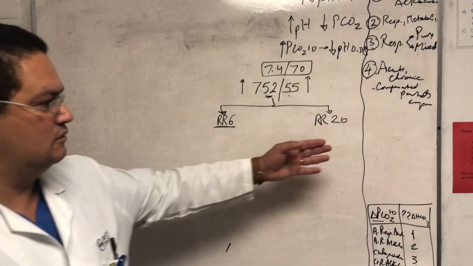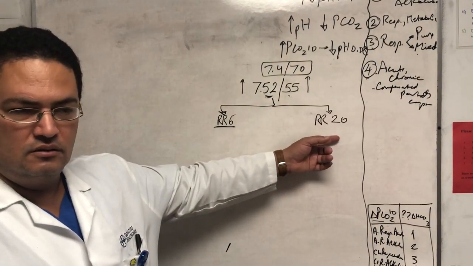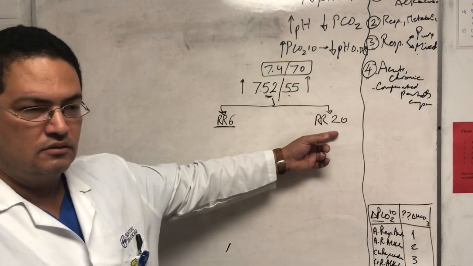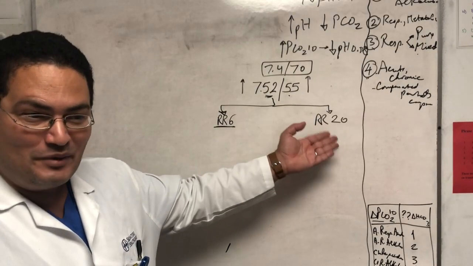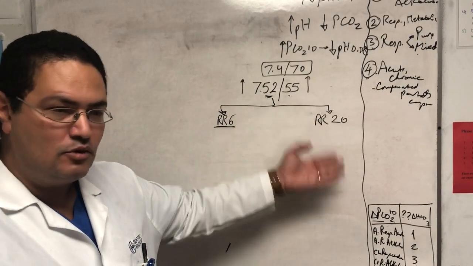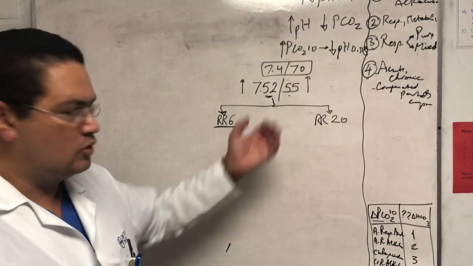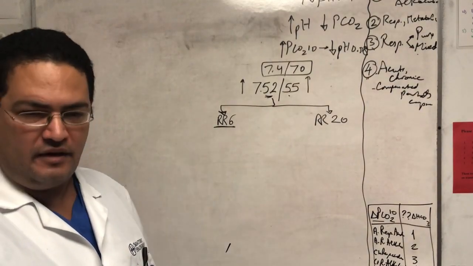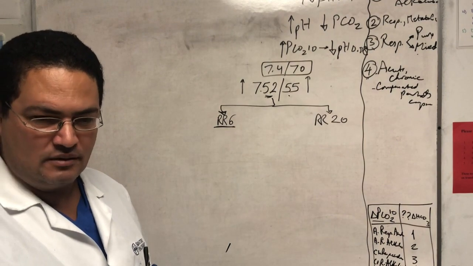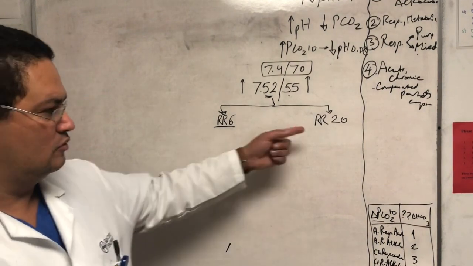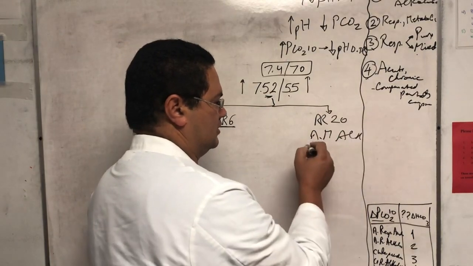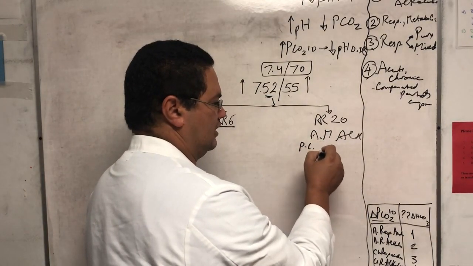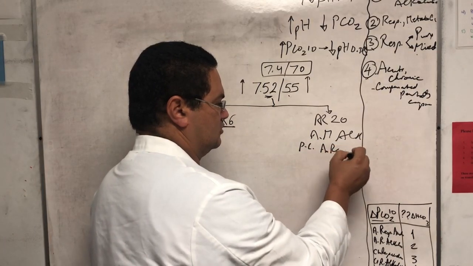But how about this one here? What is this patient doing? This guy's an idiot. Why is he breathing at 20? He's not supposed to, right? You're supposed to accumulate CO2. Why are you breathing fast? You're not supposed to breathe fast, right? So this one is acute metabolic alkalosis, partially compensated by acute respiratory acidosis, right?